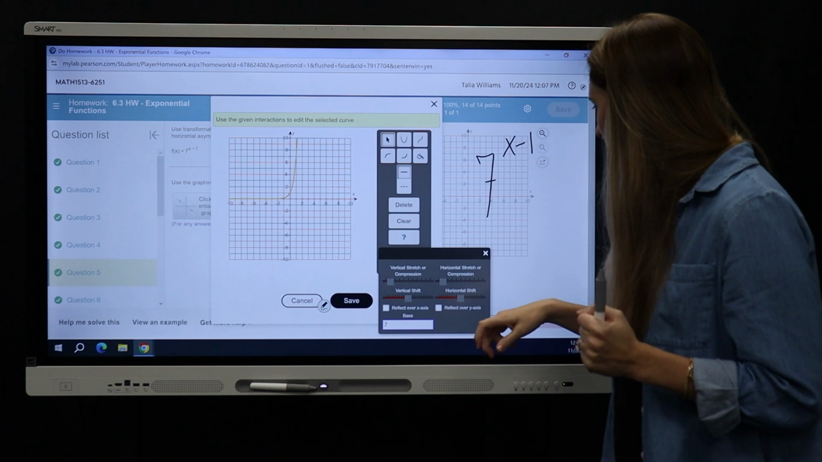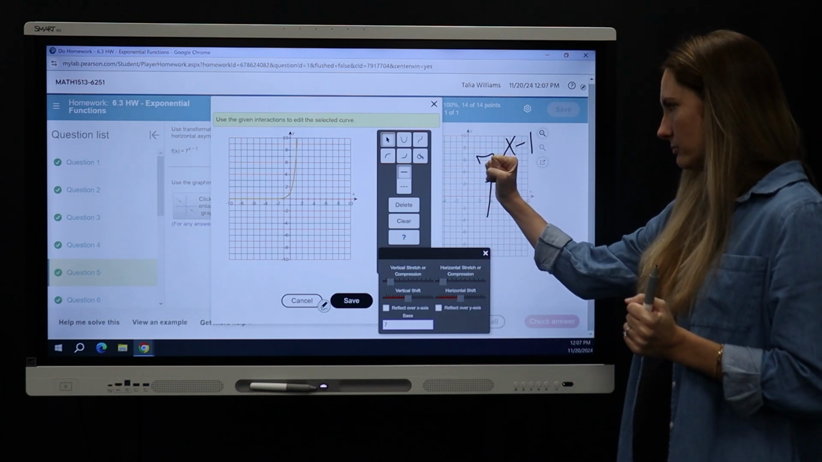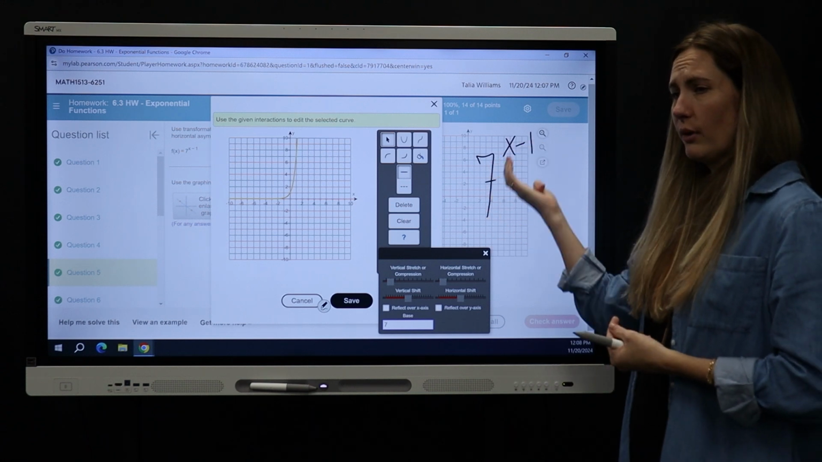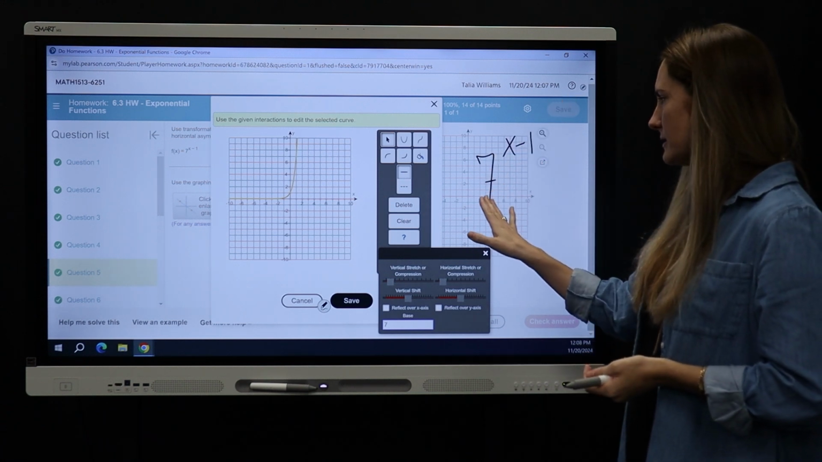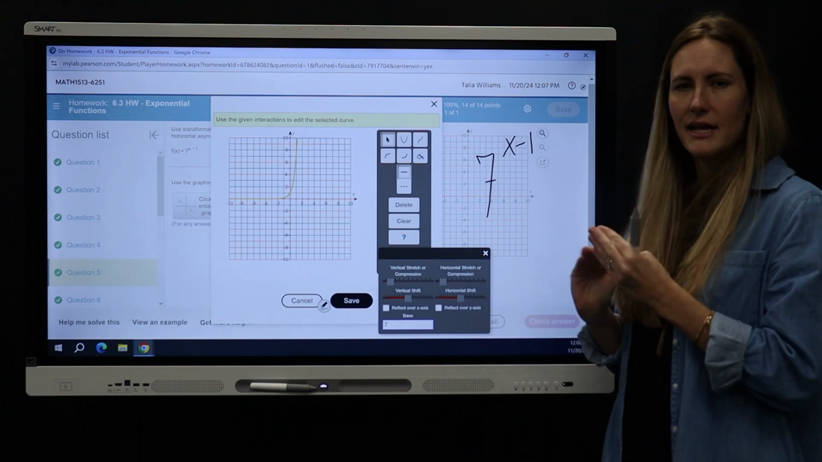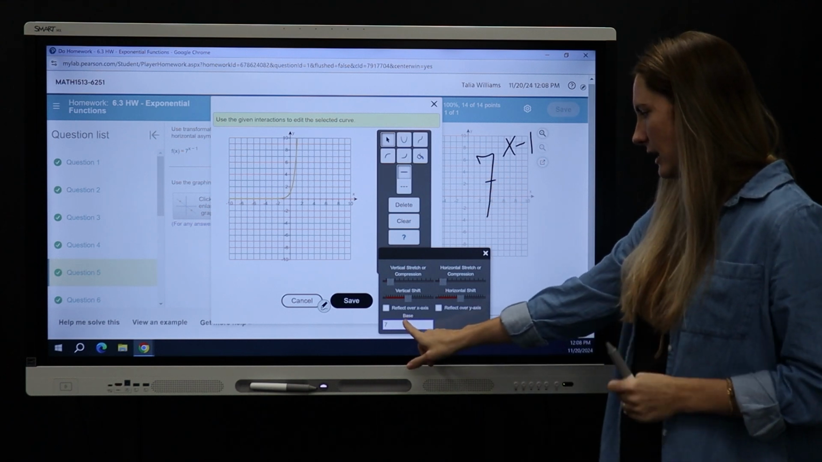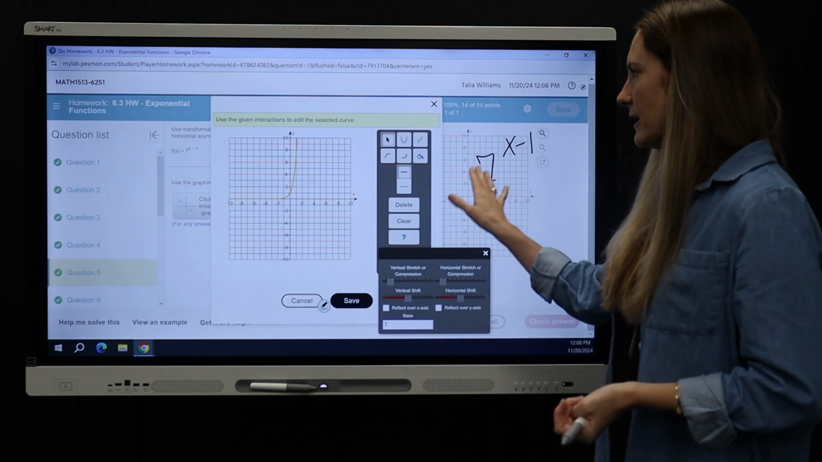Our base, when we're doing exponential, our base is this big number. Whatever being raised to the exponent, our base is this. And that's important for when we do our logarithms because your base is still the same between them. It's just how we write them. So our base is 7. They already have that loaded in here. Then it's x minus 1.